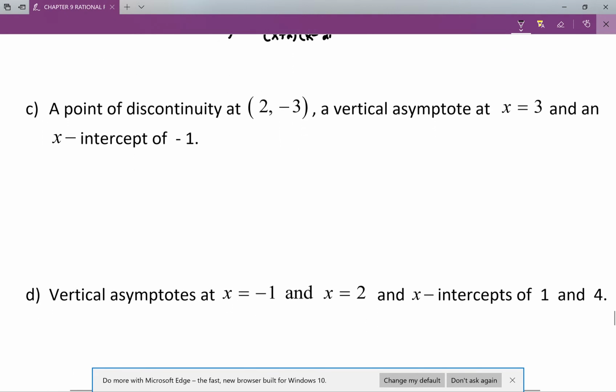A point of discontinuity at 2 comma negative 3, a vertical asymptote at x equals 3, and an x-intercept of negative 1. Starting off, this is going to give me the function y equals, my x-intercept is negative 1, so I get x plus 1 in the numerator. From there, I have a vertical asymptote at x equals 3, so I'm going to get my x minus 3 in the denominator. Now I'm just going to rewrite this a bit less messy.